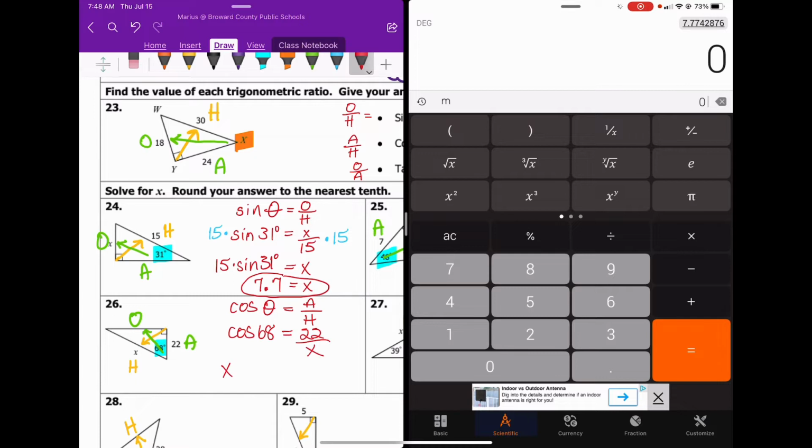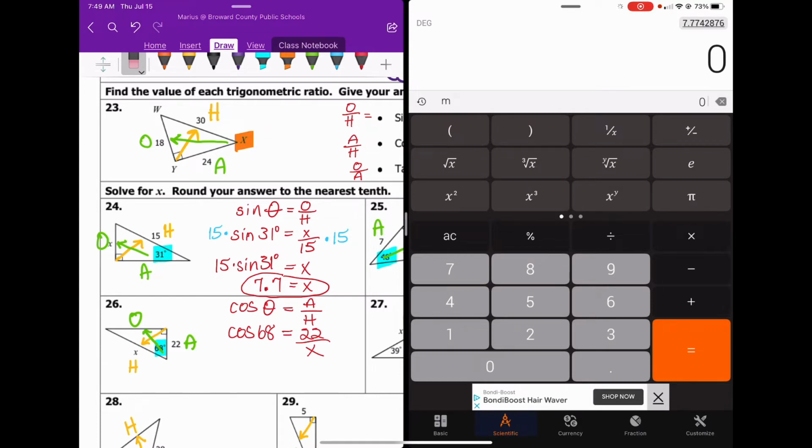X is going to equal 22 times the inverse cosine of 68 degrees. Okay. Excuse me. No, not that. I apologize.